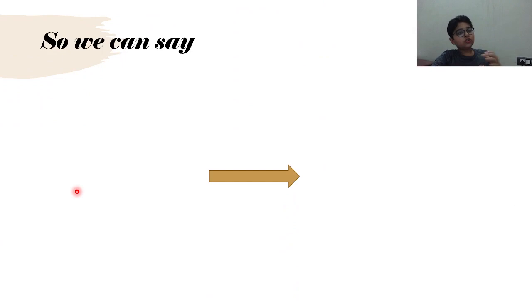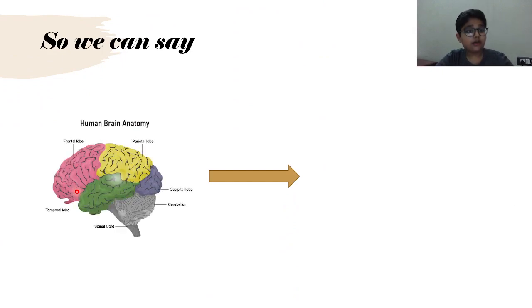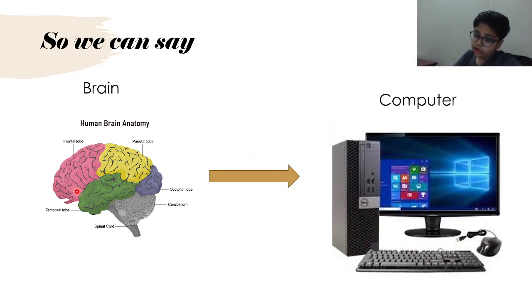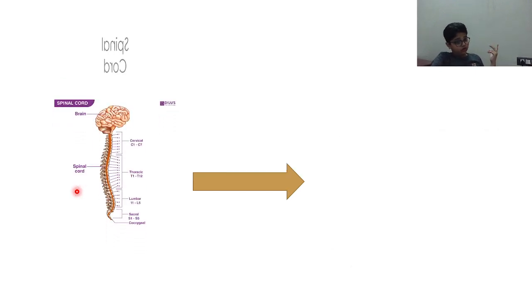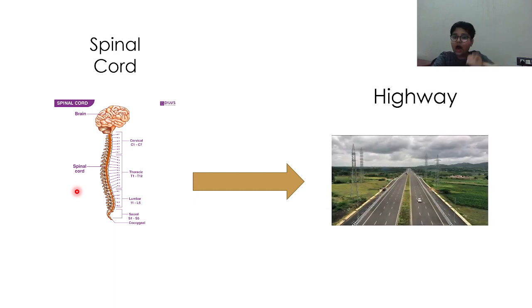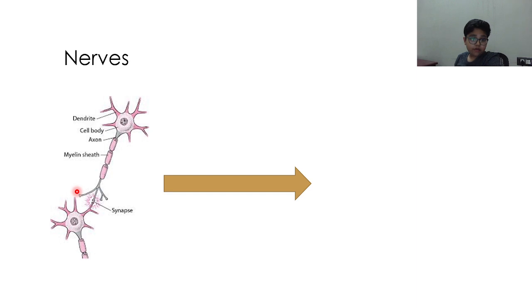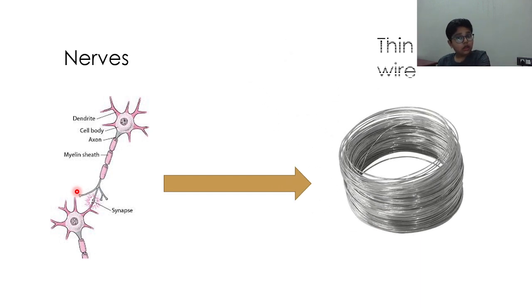Got it? So we can say that our brain is similar to a computer. Not only a computer, but the CPU of the computer, without which everything is useless. And we can say that the spinal cord is like a highway which takes the message from here to the brain, and the nerves are thin wires which send out the signal, which is picked up by the spinal cord, and then it moves to the brain.